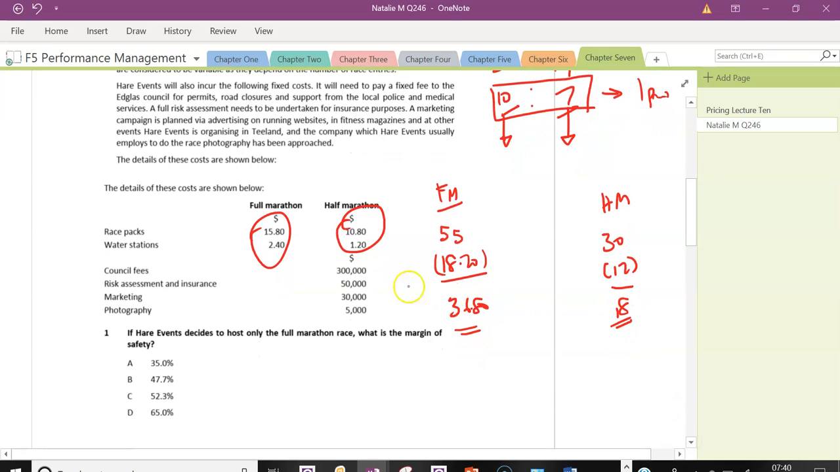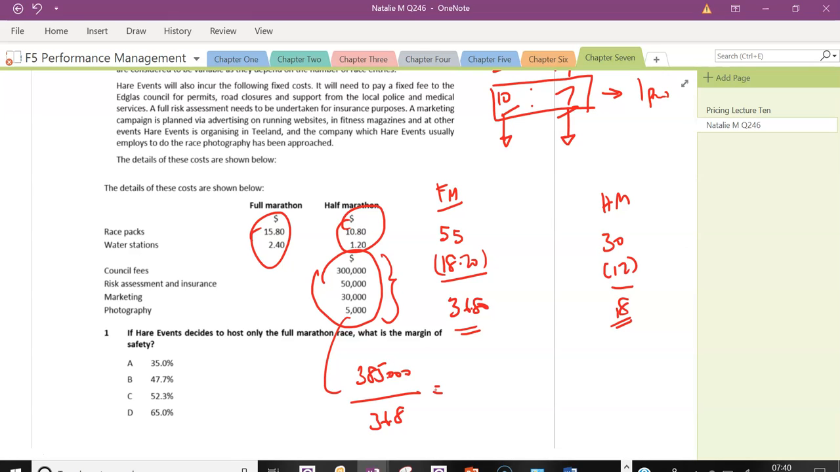So for question 1, they want you to focus just on the full marathon, and we are told what the total costs are, if you like. So we know what the full costs are. That comes to 385,000. Therefore, if the question just says, what is the margin of safety? Well, let's just find out what break-even first is. So 385,000 divided by 36.8. That gives us, we need 1046. I'm just going to round up to 2 full marathon entries to actually make this happen.